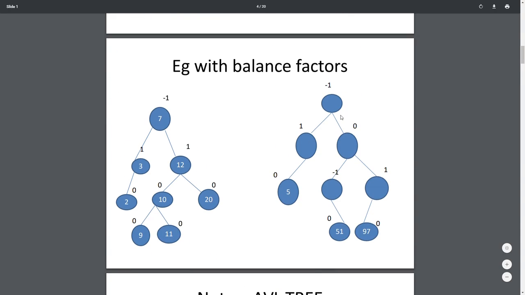Okay. Now these two trees have all nodes with balance factor -1, 0 and 1. These two trees are called AVL tree or balanced tree.